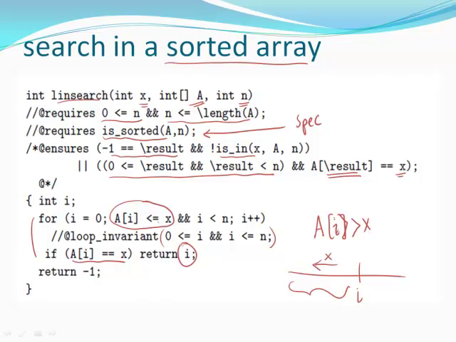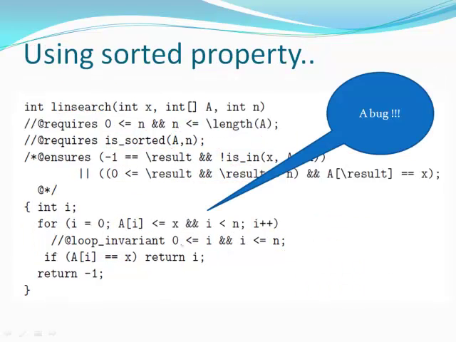Now there's a bug here. The bug here is, if you carefully think about it, when you exit the loop, because this is a loop invariant, we do know that i is greater than or equal to n.